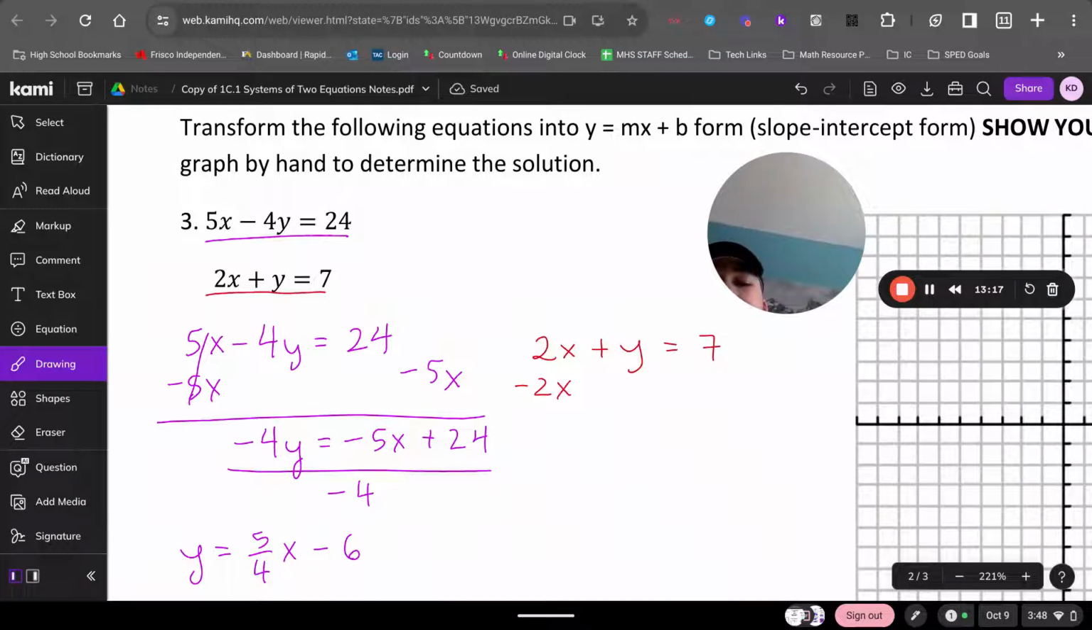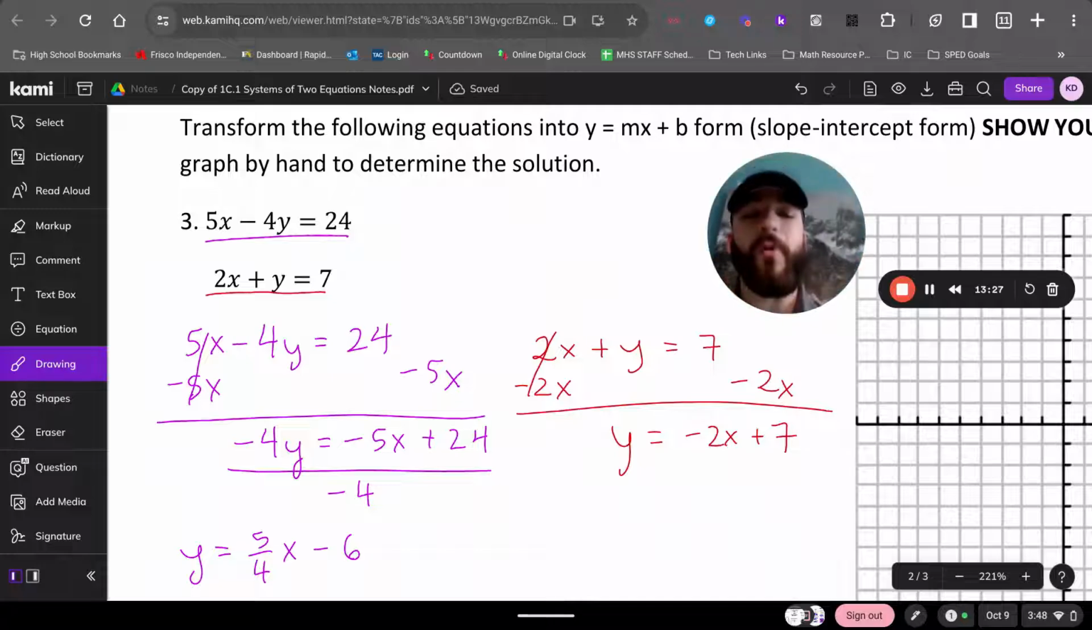Same thing, I want to get that y by itself, so I'm going to move that x term. So we get y is equal to negative 2x plus 7. And this one's even easier. I don't have anything in front of my y, so I can go ahead and call that one done. So y equals negative 2x plus 7, and y equals negative 5/4 x minus 6.